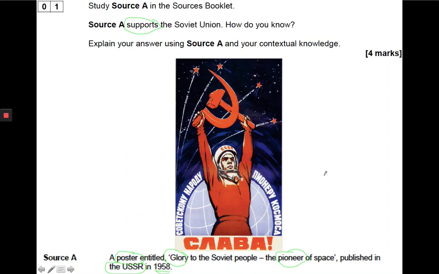Well, I can't translate Russian, nor would it be expected that you could. What I can see, though, is obviously a Soviet spaceman, and he's standing tall and proud. And have a look at what he's holding. He's holding the hammer and the sickle, the symbols of communism. The final thing to note is the fact that we've got these 4 stars, which denote the 4 Sputniks that actually went into space.